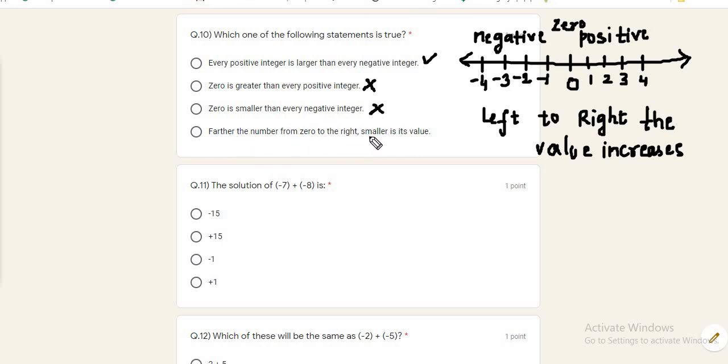Farther the number from 0 to the right, the smaller its value. It says that if we move from 0 towards infinity, farther means you go on towards infinity, then the number becomes smaller. No, the number becomes larger. As 3 followed by 4, then 5, then 6, the number is getting larger. So this is also false. So the correct option is A.